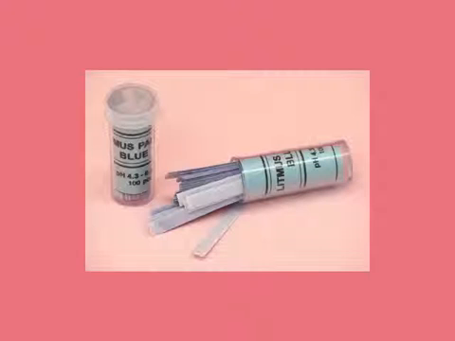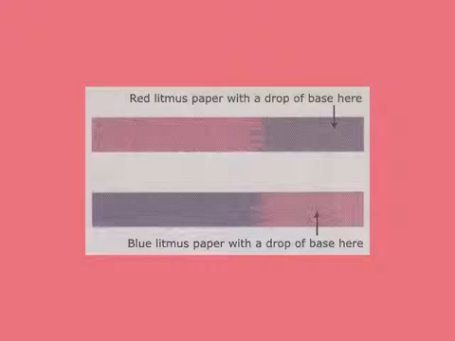If you were to take red litmus paper and put it inside of an acid, it will stay red. You put it inside of a base, it turns blue. If you do the opposite, if you take a piece of blue litmus paper and put it inside of an acid, it turns red. If you take a blue litmus paper and put it in a base, it stays blue.